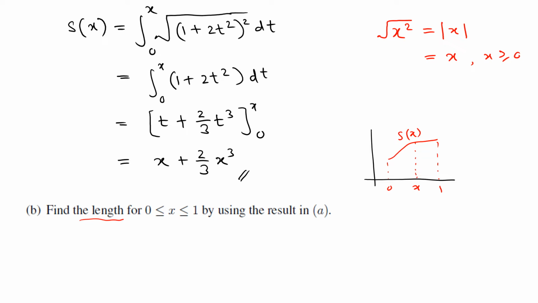So you're going to set x equal 1 in the previous one, so that we are looking for simply S(1). So S(1) is 1 plus 2/3 times 1 cubed, that's 1. If you take the common denominator, this can be 5/3, whatever the unit of the length. Okay, good. So let's go to the next problem.